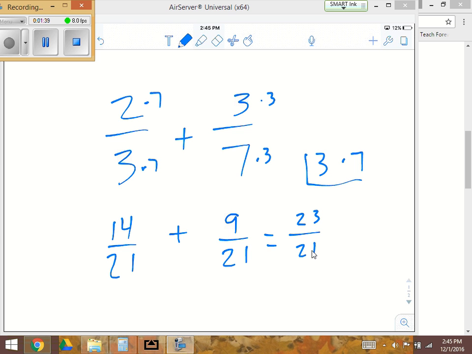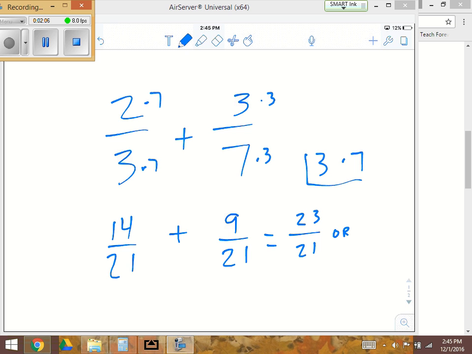Now, this is what we call an improper fraction, where the numerator is larger than the denominator. That is completely acceptable for me. I actually prefer improper fractions compared to mixed numbers, but we could rewrite this as a mixed number if we want to. So 23 over 21 is acceptable, and we cannot reduce that because 23 is actually prime, so there's nothing we can do to reduce that fraction.